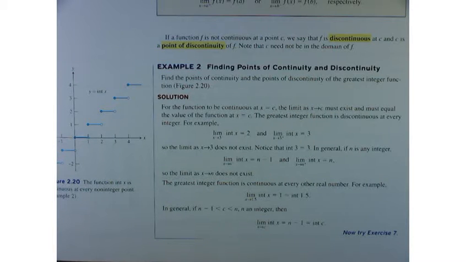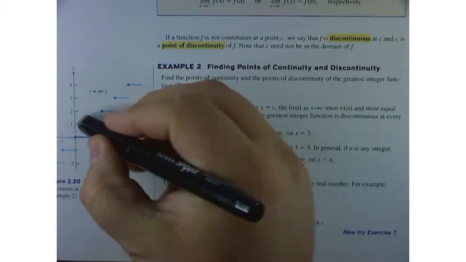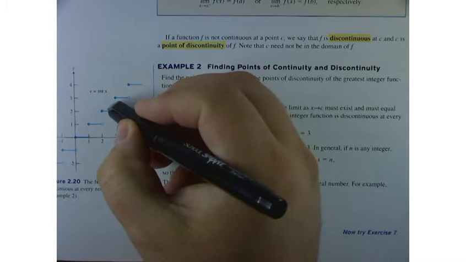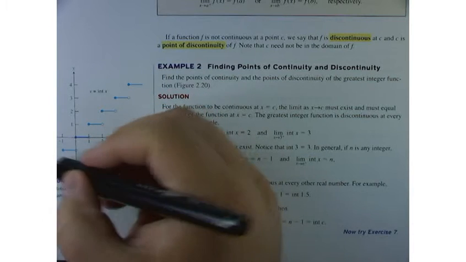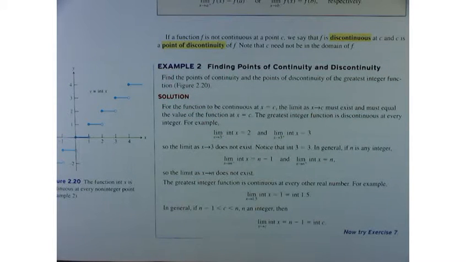Well, the discontinuity occurs at the integers themselves. We have a jump discontinuity at 1, jump discontinuity at 2, jump discontinuity at 3, 4, and then the same at 0, at -1, and so on and so forth. So they're continuous everywhere except for the integers. For the function to be continuous at x equals c, the limit as x approaches c must exist and must equal the value of the function at c. So the greatest integer function is discontinuous at every integer.